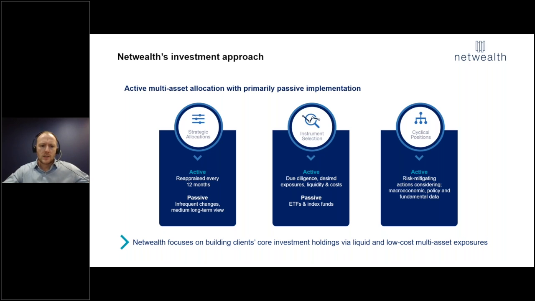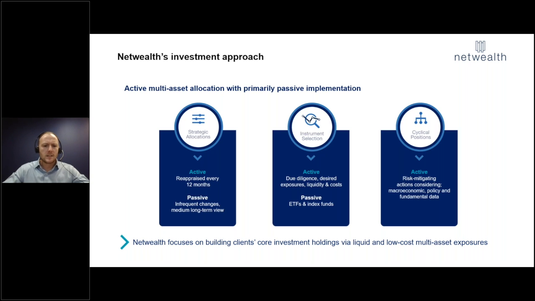So our approach combines an active multi-asset allocation with primarily passive implementation. But there is some nuance to that. So strategic asset allocation is the starting point. And there's an active element to it because we, of course, consciously choose those positions and we appraise them every 12 months. But it's certainly passive in that we design these positions for the long term and we don't intend to make meaningful changes regularly to them.